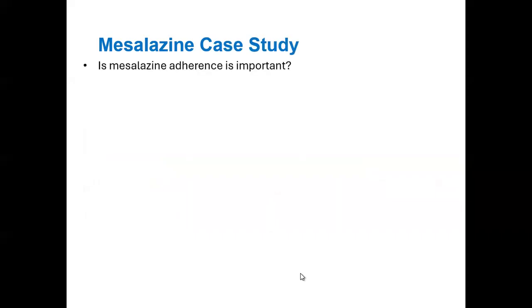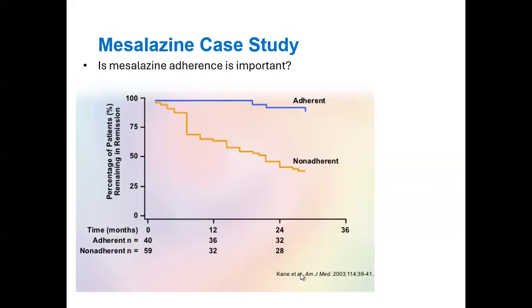So the first question is: is mesalazine adherence important? This graph shows really how important it is. The blue line along the top shows adherence. The orange line that's dramatically going at a 45-degree angle shows non-adherence. This shows that if a patient continues to take their mesalazine, if they've got ulcerative colitis, not Crohn's, they're likely to stay in remission for up to 2 years at around the 85% mark. Whereas if that same group of patients didn't take the medication, over 50% of them would have relapsed over the same time period.